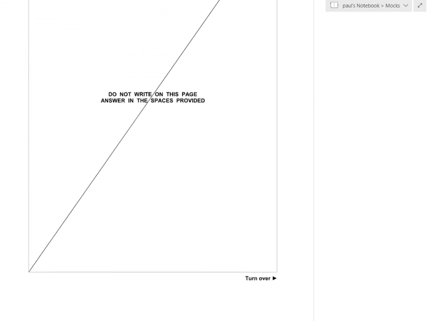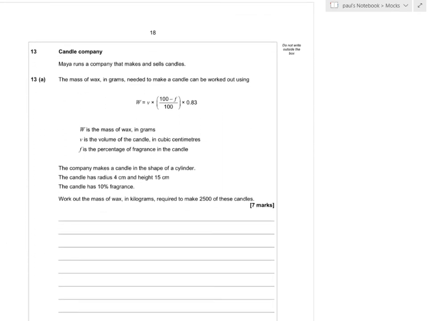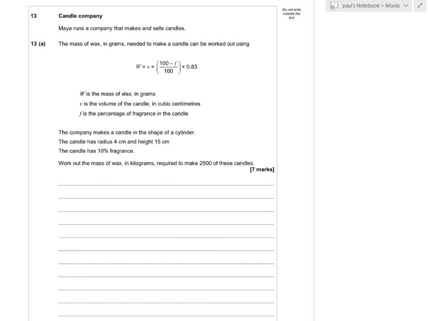Next question, bit of space there. Now the candle company. Mayer runs a candle company. The mass of wax in grams needed to make a candle can be used this. W is the wax, V is the volume of the candle, and F is the percentage of fragrance, times just a random number. The company makes the candle in the shape of a cylinder.